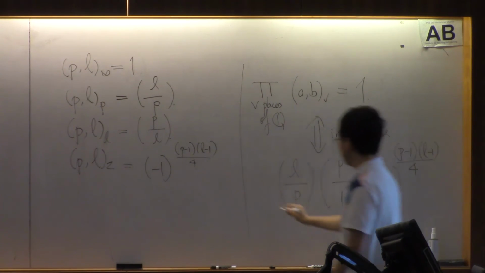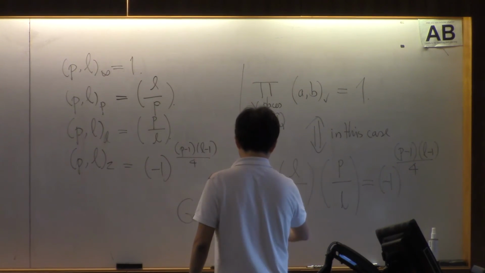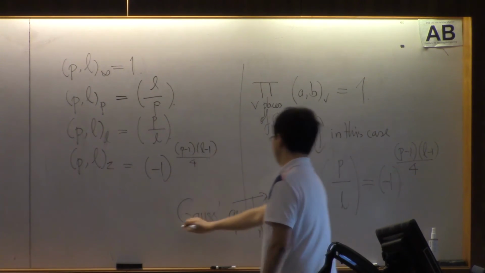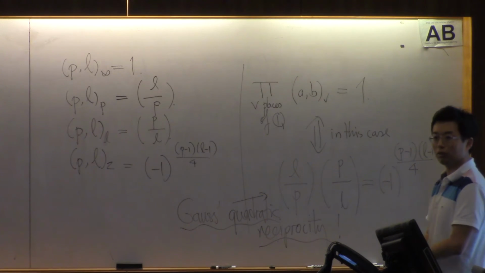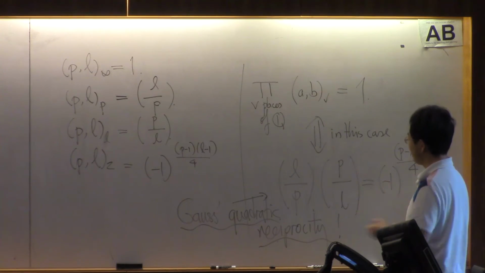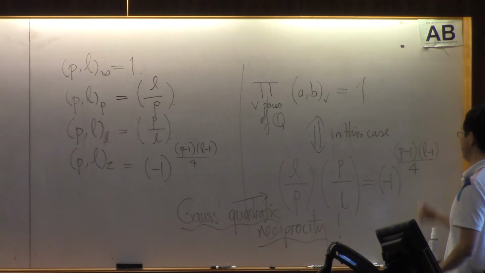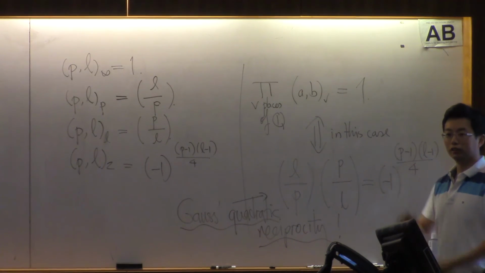This is Gauss quadratic reciprocity. In fact, I think the Hilbert product formula we stated earlier is equivalent to Gauss quadratic reciprocity in this equality. It asks whether L is a quadratic residue modulo P and whether P is a quadratic residue modulo L. As long as one of P or L is congruent to 1 modulo 4, then L is a square mod P exactly when P is a square mod L.